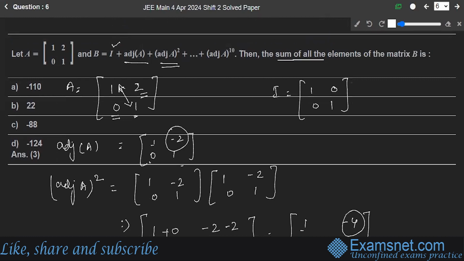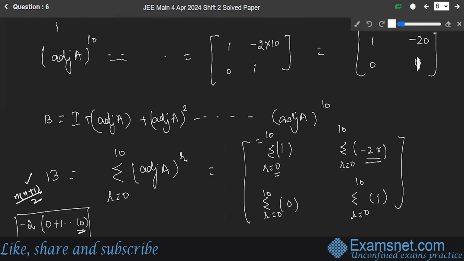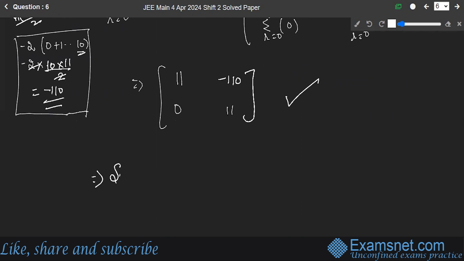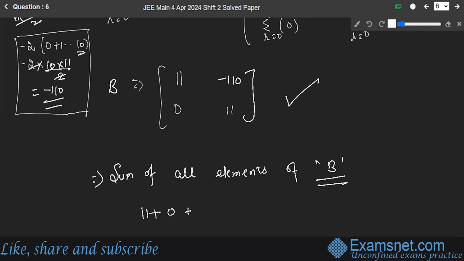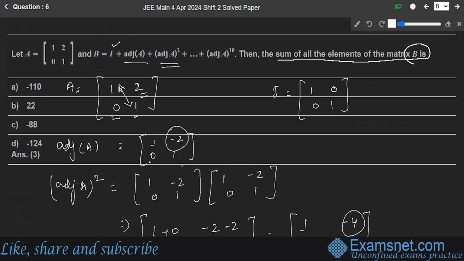Okay, I have to find the sum of all elements of the matrix B. Let's add all the elements now. The sum of all elements of matrix B is given by 11 plus 0 plus minus 110 and plus 11, which on solving will give you -88. So this is the answer to the question, -88, option C. Hope you got that. Let's move to the next question.